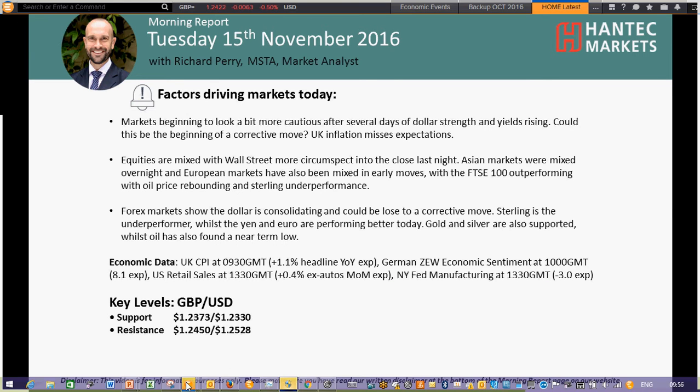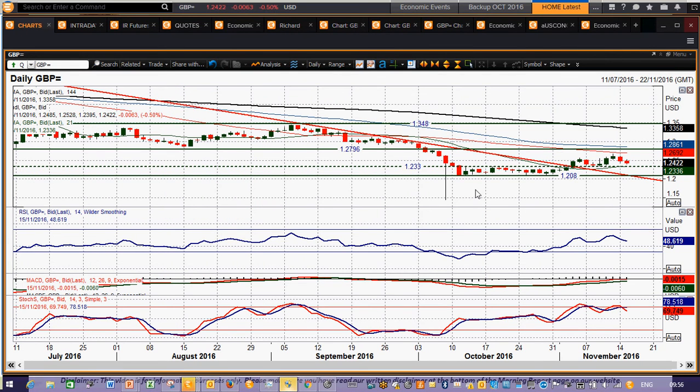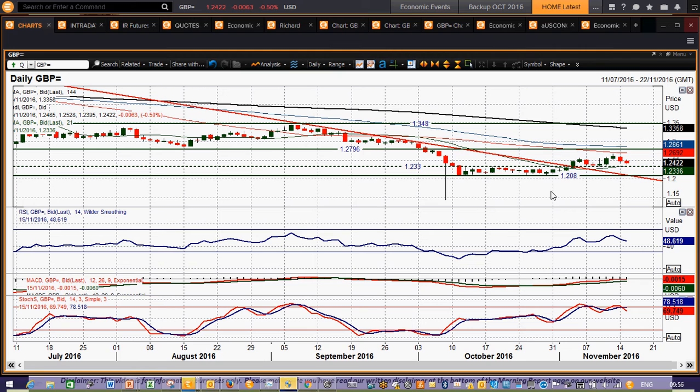Let's have a look at Cable. And Cable is a very odd chart at the moment because it basically seems to be doing the exact opposite of everything else. Cable has fallen, even though most of the other majors have actually rallied against the dollar today. The dollar looking quite corrective.